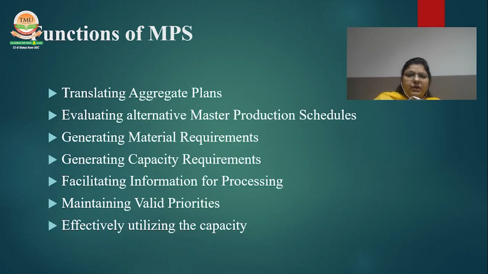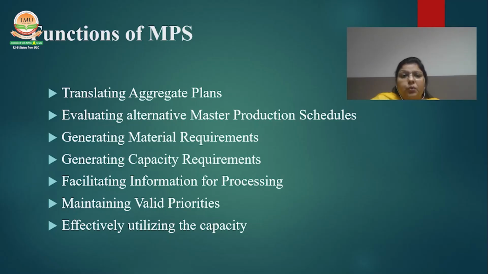Next is, what are the basic functions of master production planning or master production scheduling? Number one, translating the aggregate plan, evaluating alternative master production schedules, generating material requirements, generating capacity requirements, facilitating information for processing, maintaining valid priorities, and effectively utilizing the capacity. Because we have already made a small model of the production, and we are following this model to achieve the master production schedule.